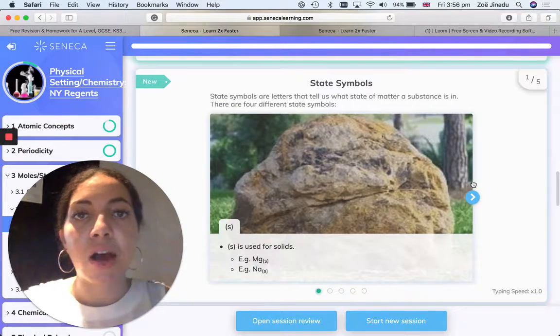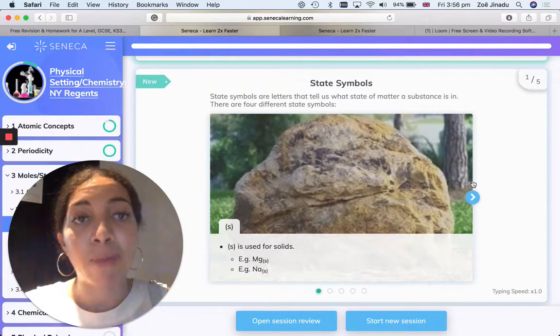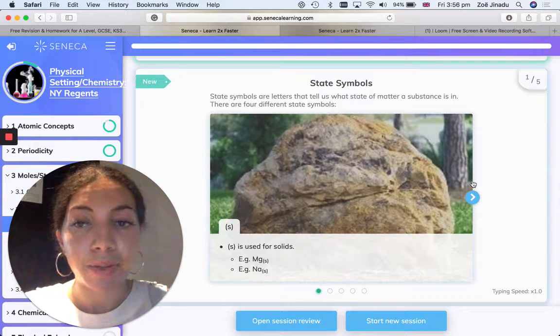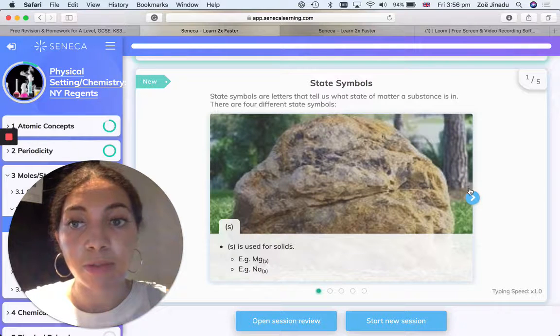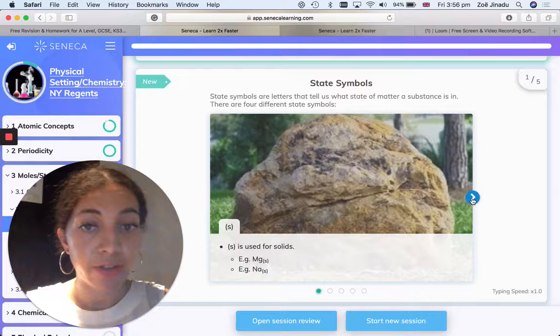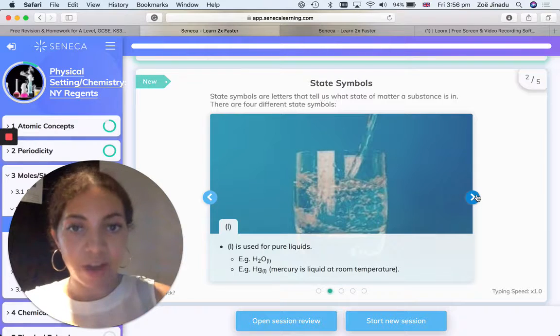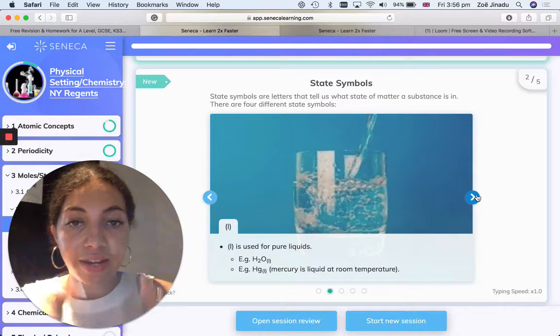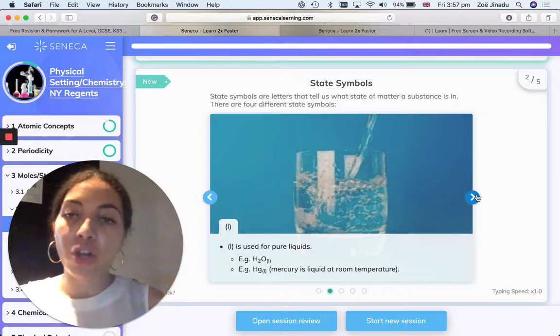State symbols are letters that tell us what state of matter a substance is in. There are 4 different state symbols. These include s, which is used for solids, for example, magnesium s solid or sodium s solid. l is used for pure liquids, for example, H2O liquid and Hg liquid, which is mercury, which at room temperature is also a liquid.